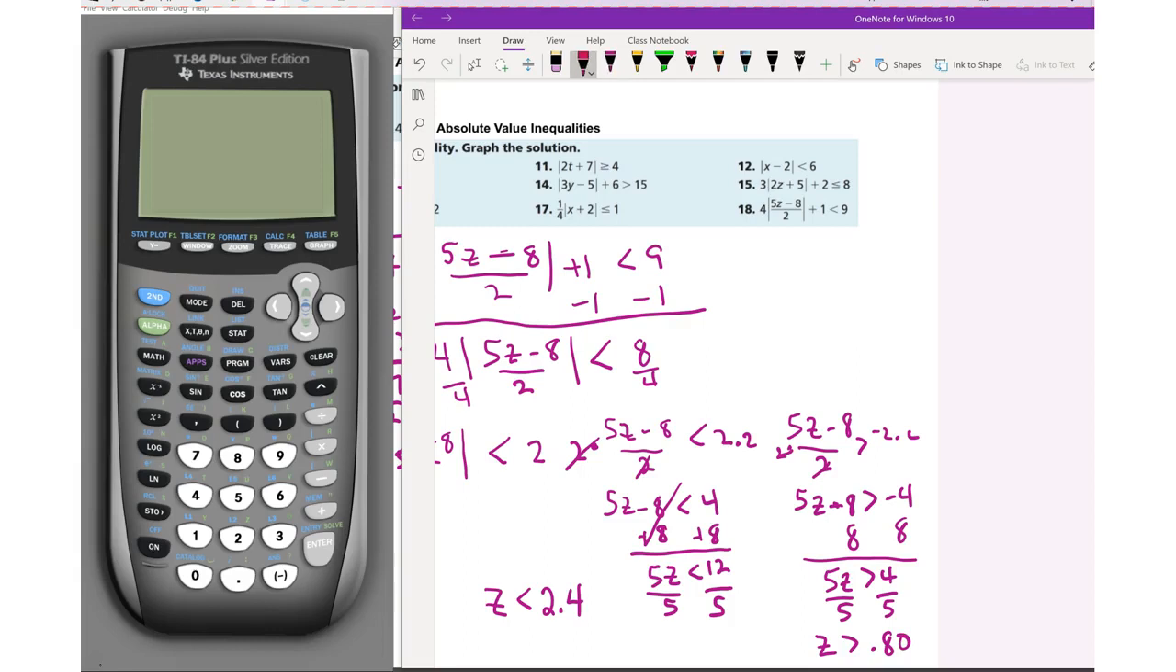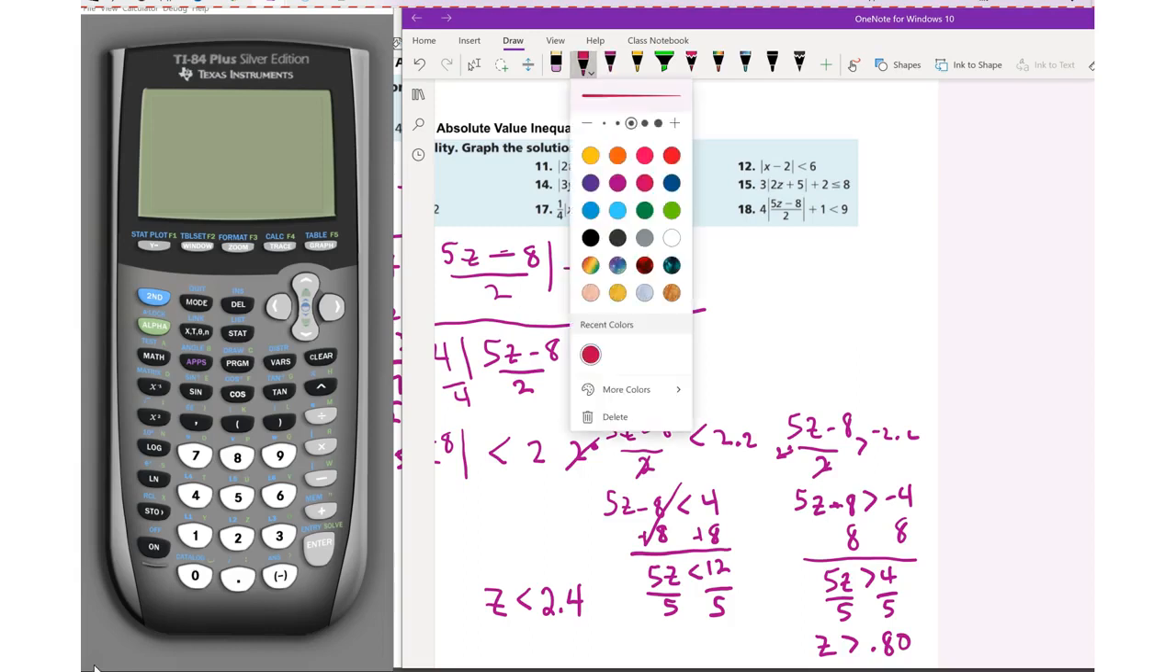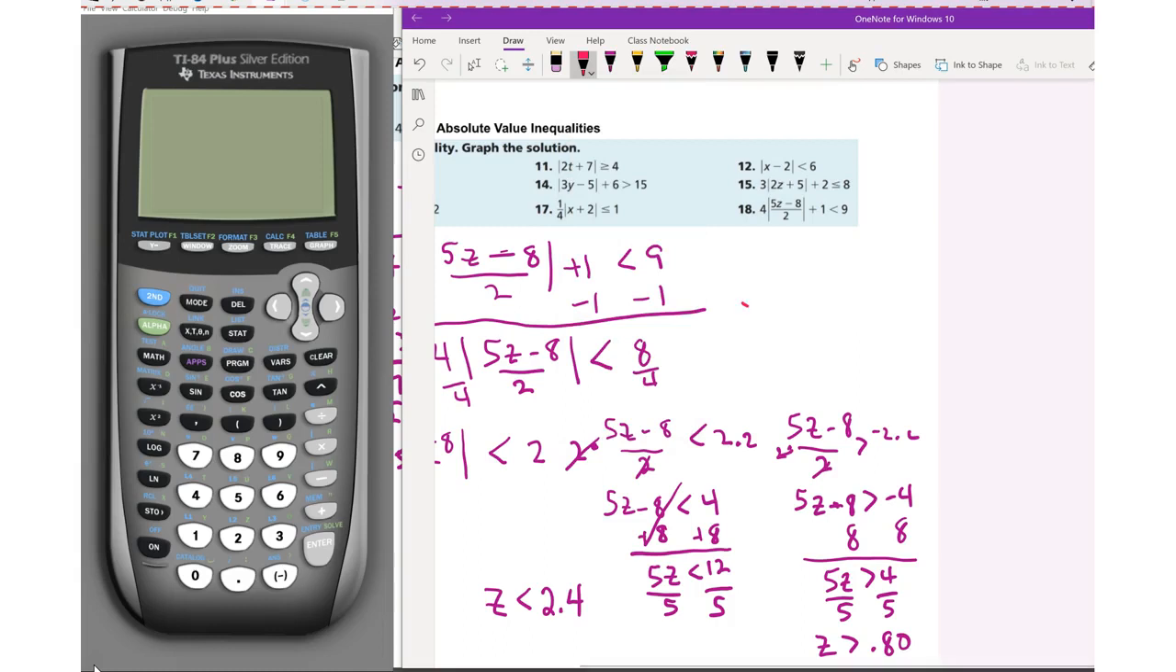So if I did my number line, my number line is right here, and I have 0.8, and let's say this is 2.4. We know that it's going to be less, so it goes in this direction. I know z is greater than 0.8, so it goes in the other direction. There's no equals, so you're going to have an open circle. So the answer is all the numbers between 0.80 and 2.4.